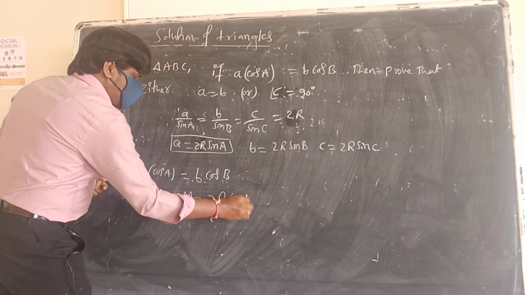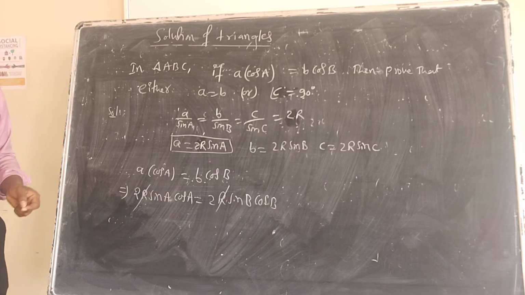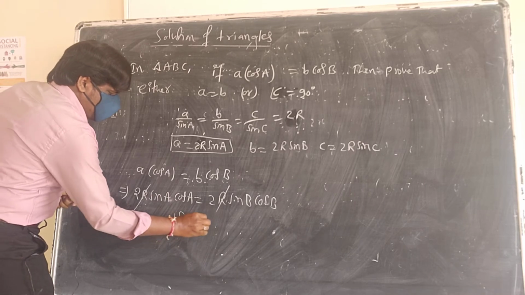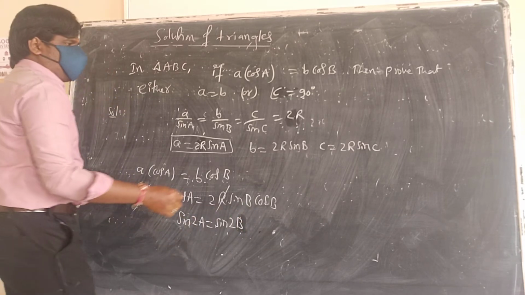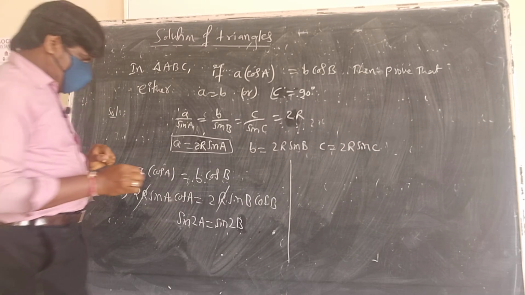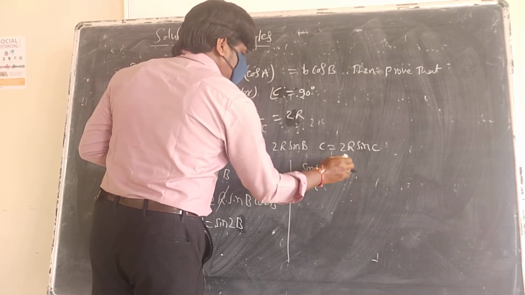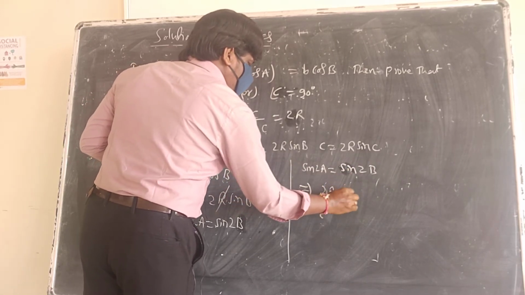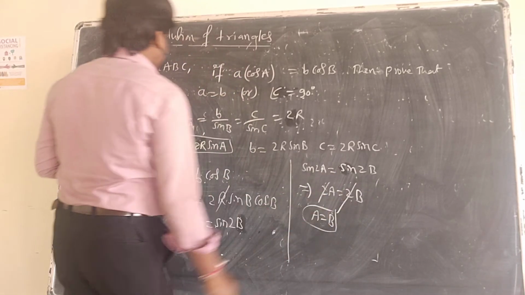2R sine B into cos B, R cancel out. This I can write as sine 2A is equal to sine 2B. Sine 2A is equal to what? Sine 2B. It means from this what is the solution you will get? 2A equal to 2B, or you will get one more way. Sine 2B can be split in two ways. One is 2A is equal to 2B, so 2 cancel, A is equal to B. That is what you have to prove.